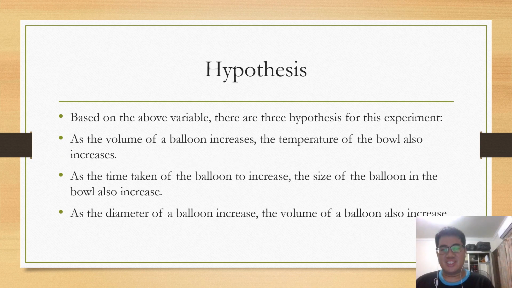For the hypothesis part, we have three hypotheses for this experiment. The first one is that as the temperature of the liquid increases, the volume of the balloon also increases, which is related to Charles's Law. The second one is that as the time taken increases, the size of the balloon also increases. And the last but not least, as the diameter of the balloon increases, the volume of the balloon also increases.